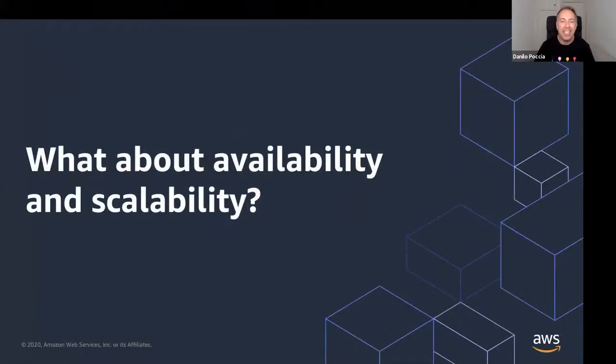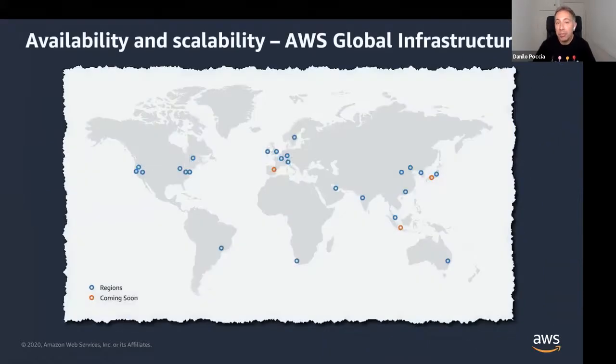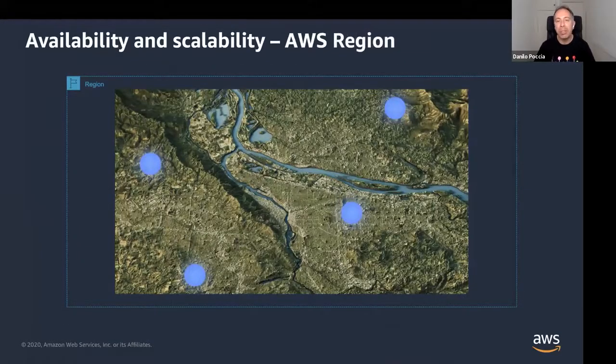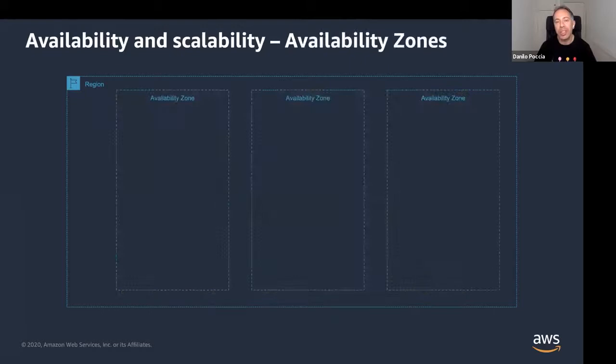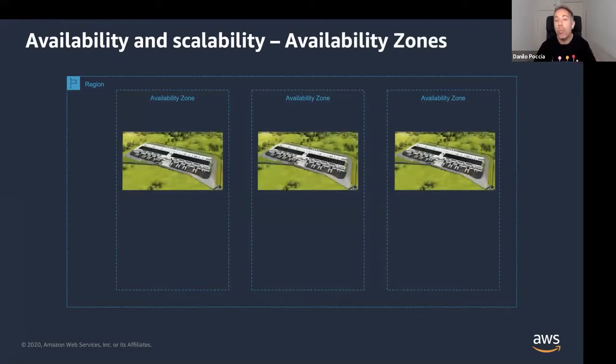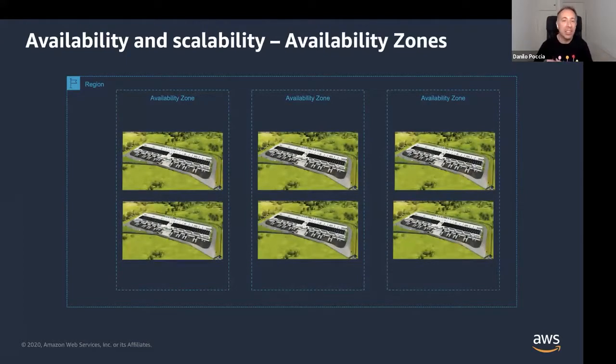So what about availability and scalability of these solutions? This is another great power of the cloud, because with AWS, we now have 24 regions globally with 3 more coming. And each of these regions is actually built using multiple locations. Normally most regions have 3 distinct locations, and we call these locations availability zones. Each availability zone is built with 1 or more data centers. And then you can distribute your application within the region across multiple data centers by just using these availability zones.